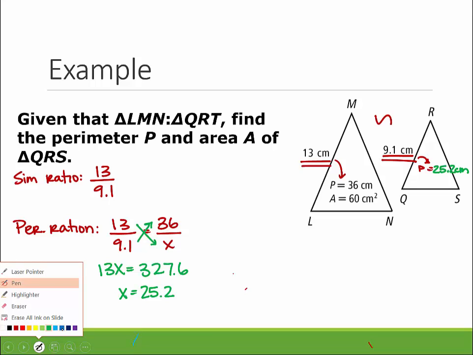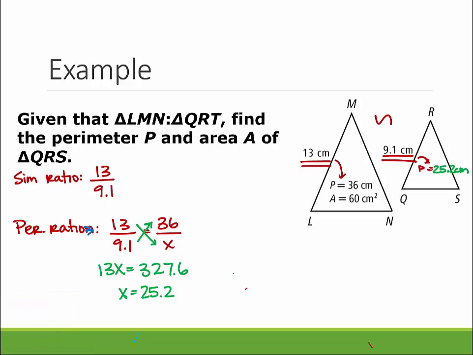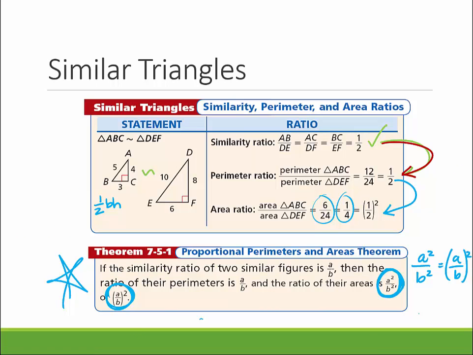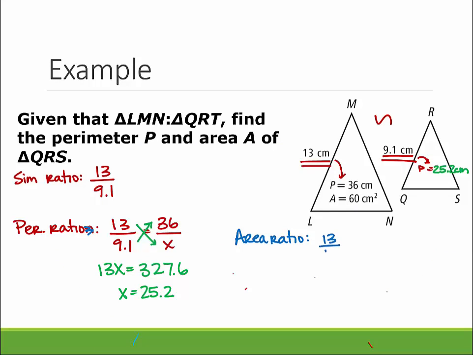Now, the area ratio is a little different because area ratio is the square of the similarity ratio and the perimeter ratio. So it is these two multiplied together, or both top and bottom squared. So instead of 13 over 9.1, it's 13 squared over 9.1 squared. So I'm just going to simplify that. 13 squared is 169, and 9.1 squared is 82.81. Now this is what the area has to be proportional to.